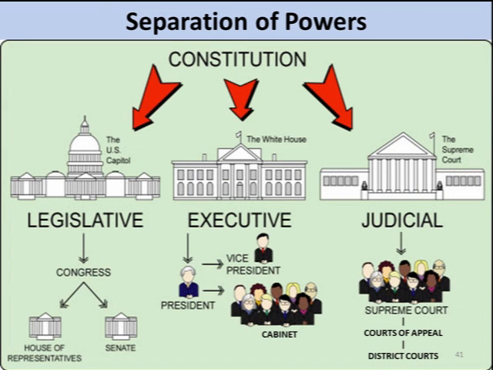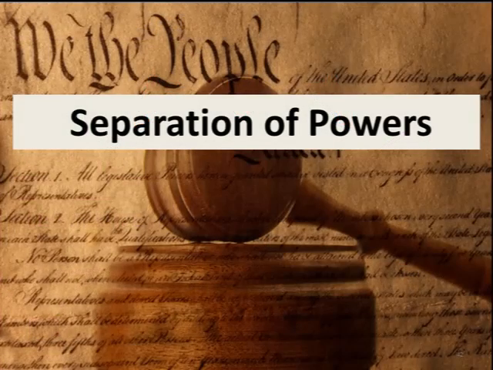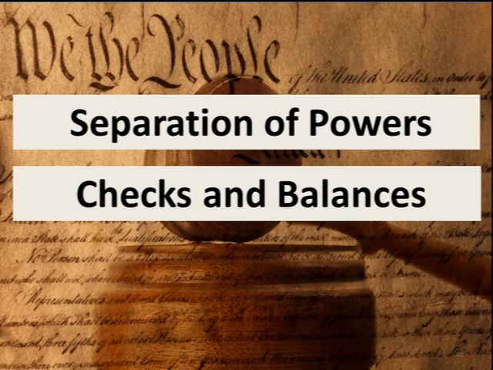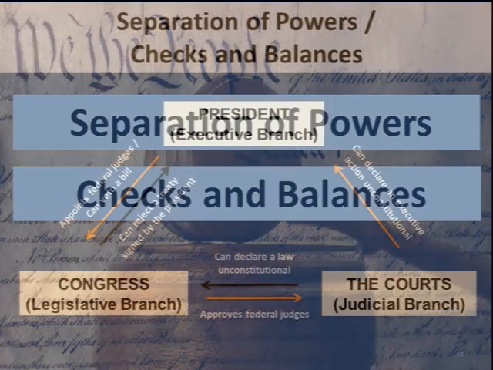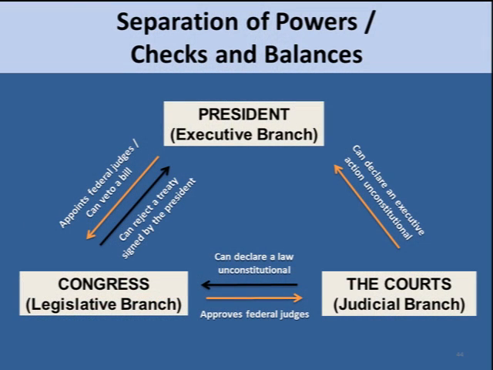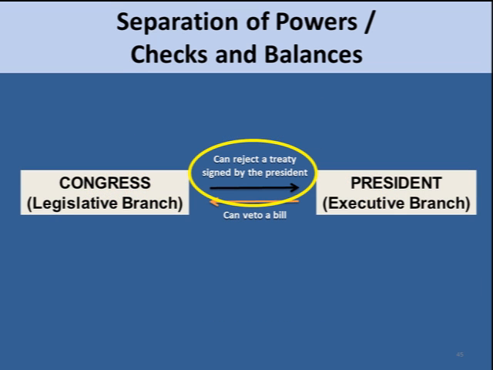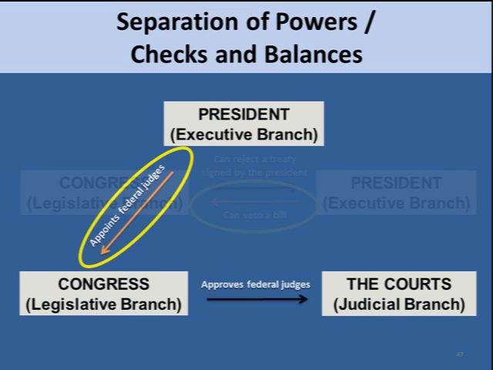To stop one part of the government from becoming too powerful, the Founding Fathers gave each branch separate powers. This is called separation of powers. The Constitution also includes a system of checks and balances, which allows one part of the government to check another. For example, Congress can reject a treaty even though it was signed by the President, and the President can veto a bill for new legislation proposed by Congress.